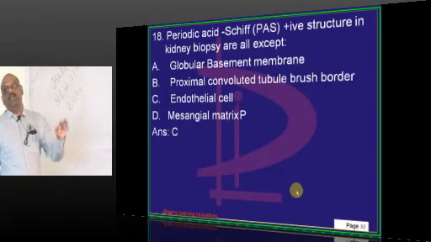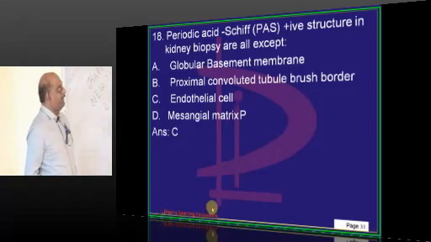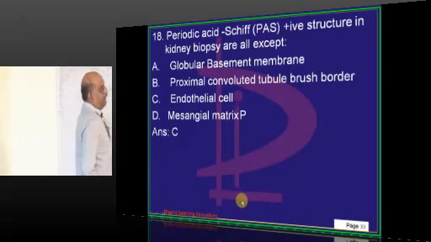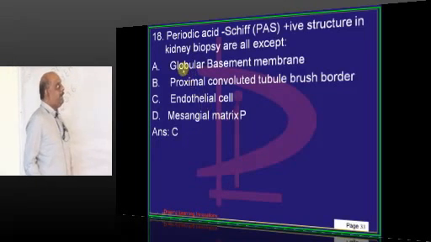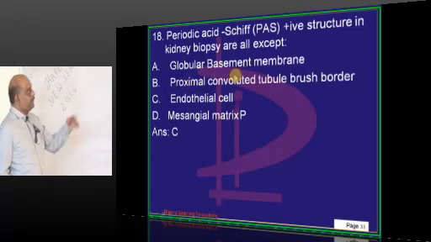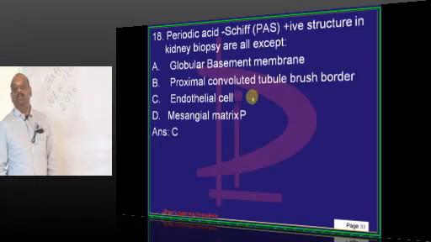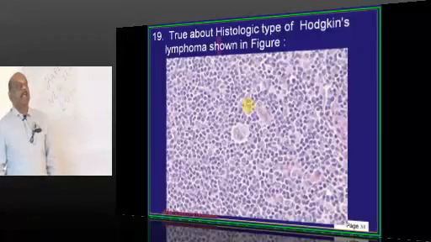Periodic acid-Schiff positive structure is which one in the kidney? Endothelial cell is not, whereas mesangial matrix, glomerular basement membrane and proximal convoluted tubule brush border are all the ones which are involved.